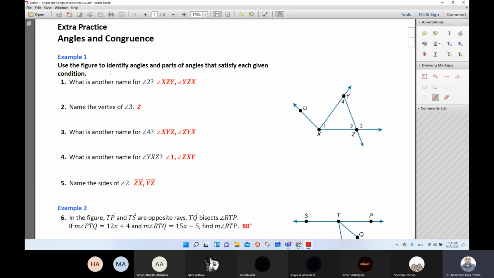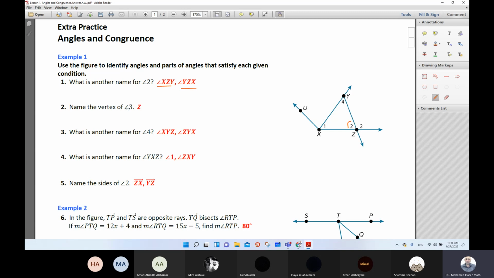Use the figure to identify angles and parts of angles that satisfy each given condition. What is another name of angle 2? As you see, this is angle 2. The first name, angle 2, like this. And we can name it XZY, or YZX.